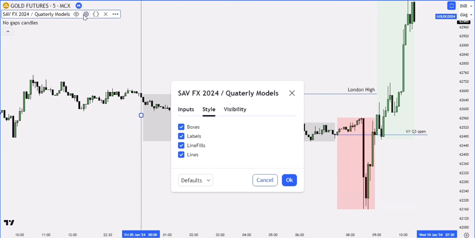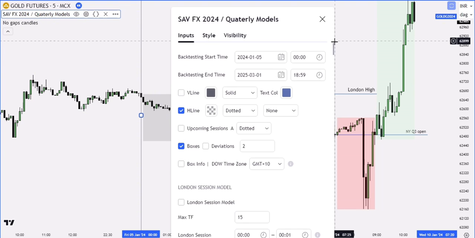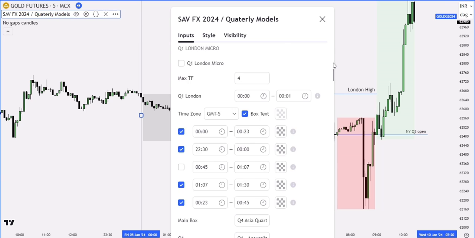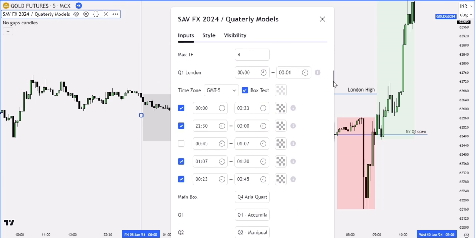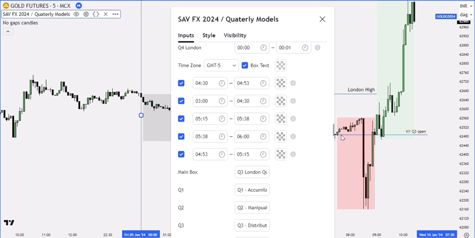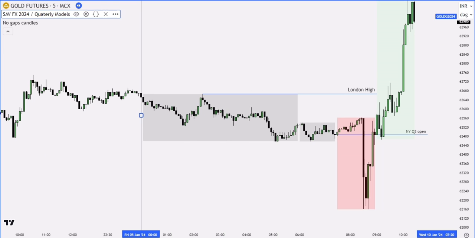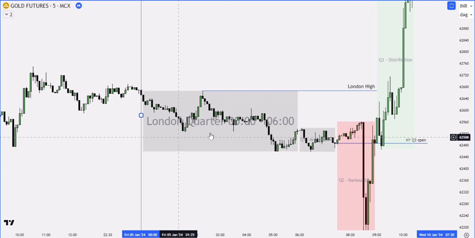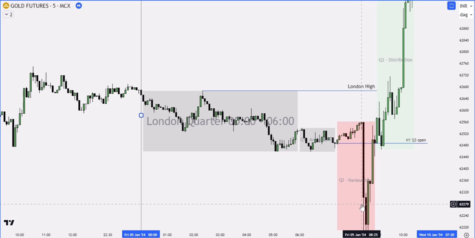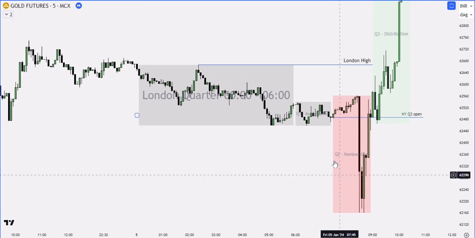How do we know that this is the London low? We want to go into our indicator, and then scroll down to our session. Just for annotation's sake, we can enable this. Then it should load in. Price, London quarter, from midnight to 6 a.m. Price manipulates lower, and then within Q4 of Q2.